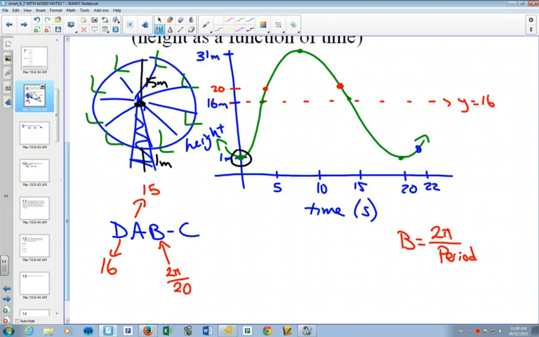So here we go. Here's our equation. Our a value, our amplitude is 15, and since it's a negative cos graph, we'd have negative cos 2 pi over 20. Again, you could simplify that if you want, but you wouldn't need to. X, and then finally plus 16. So I don't have to deal with the c value.